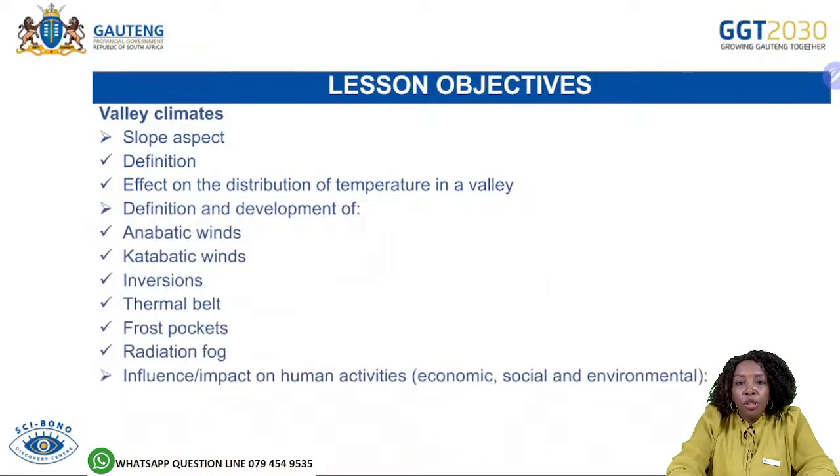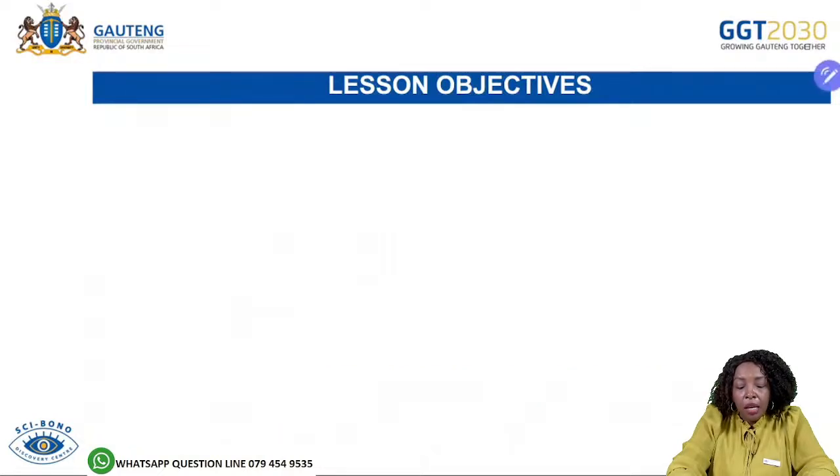We also are going to look at how these influence or impact on human activities, be it on economic, social, or environmental factors. And we also are going to look at how this impacts on the settlement as well as farming activities. All right.